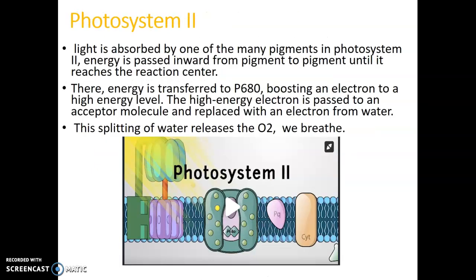Light energy is absorbed by many pigments in the photosystem, and it's passed inward from pigment to pigment until it reaches the reaction center. There the energy is transferred to P680, a chlorophyll pigment, where it boosts an electron to a higher level. That electron is then passed on to an acceptor molecule and replaced with an electron from water. The splitting of the water gives the O2 that we breathe.